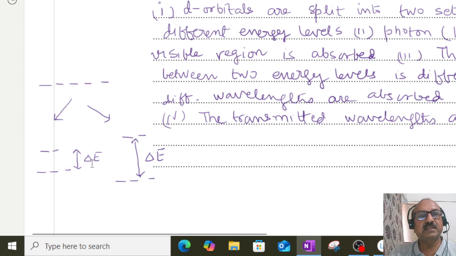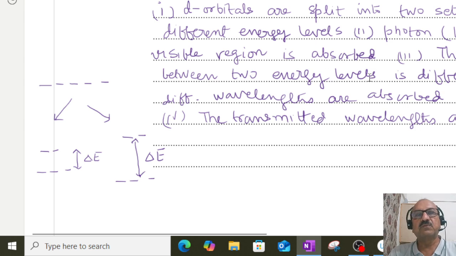When visible light falls on the complex, a suitable wavelength is absorbed by the complex, which promotes the electron from the lower level to the higher level, and then the transmitted light gives rise to the color. This transmitted light is complementary to the color which has been absorbed. Because this will be different for the two complexes, these two complexes will show different colors.